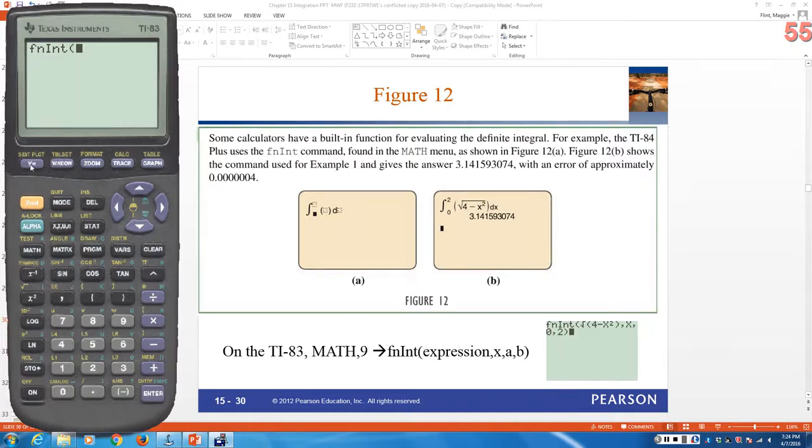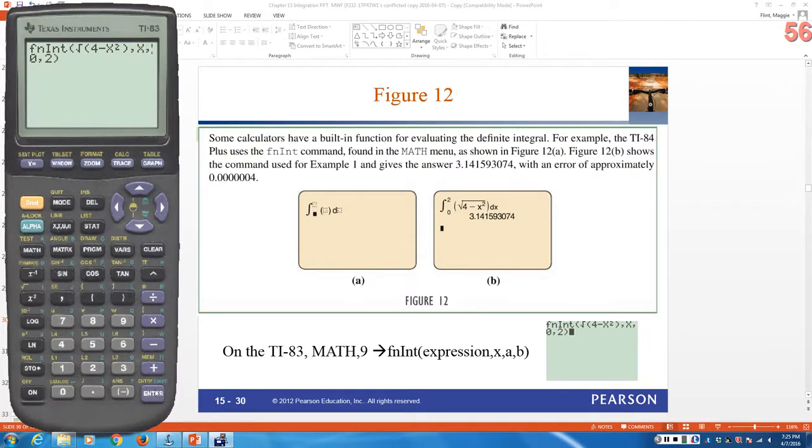So, square root, 4, minus, oh wait, whoa. Getting ahead of myself. Minus the square root of x squared. Close the parentheses because it opened them up for you. Put a comma. We're integrating with respect to x. And our definite integral for this is going to be from 0 at the origin to 2 where the first x-intercept is.